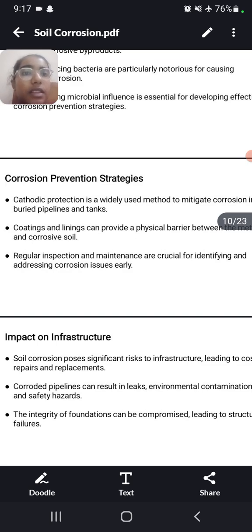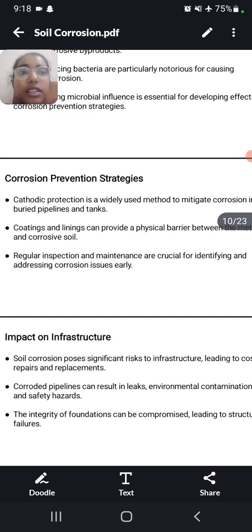Corrosion prevention strategies. Coatings and wrappings. Apply protective coatings such as bituminous or epoxy based coatings to create a barrier between the metal and the soil. Next is cathodic protection. Use sacrificial anodes or impressed current systems to protect metals from corrosion. Next is soil treatment. Alter soil conditions by neutralizing acidic soils, improving drainage, or reducing chloride content.